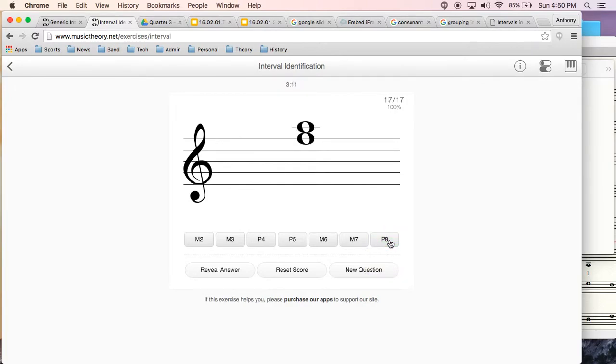You can take this as long as you want. The objective is to get 30 correct in a minute with 0 incorrect. So you must get them all correct. Good luck.